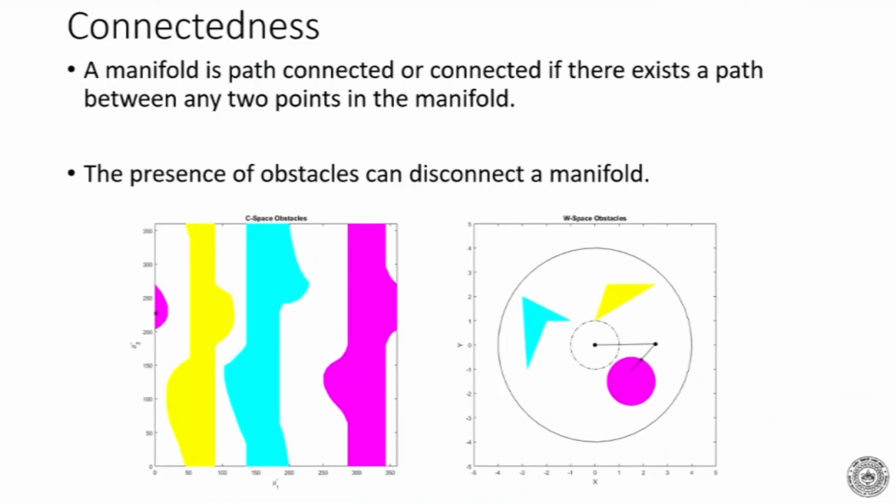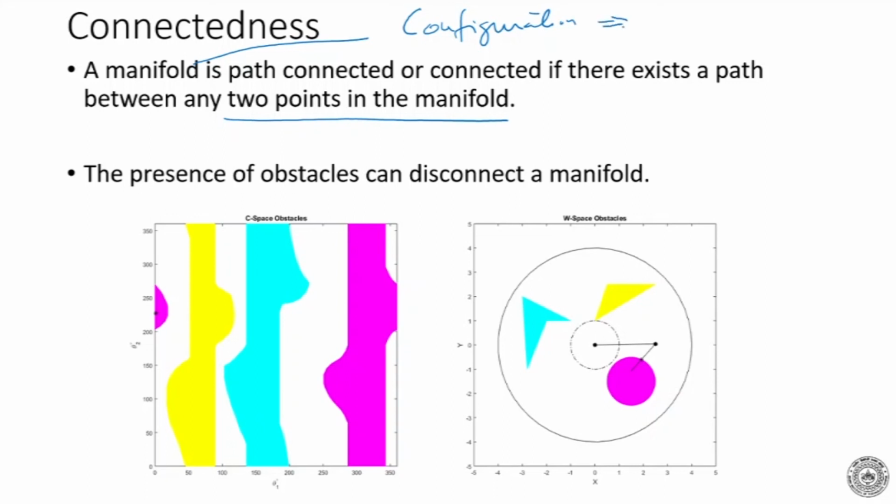Now, connectedness is something that we have to be very careful about here. So a manifold is path connected, or connected, if there exists a path between any 2 points in the manifold. What is a manifold? A manifold, just remember, is a configuration space.